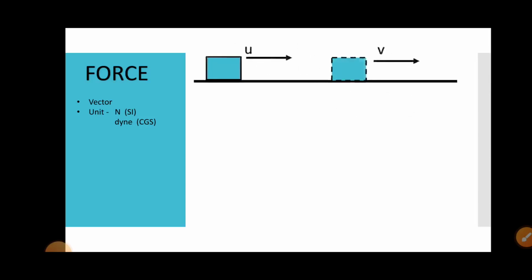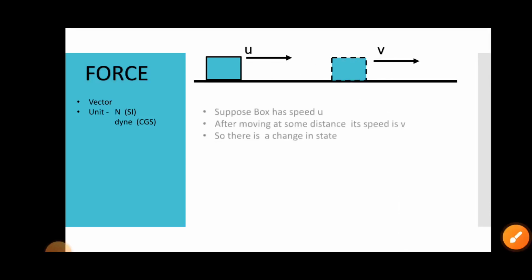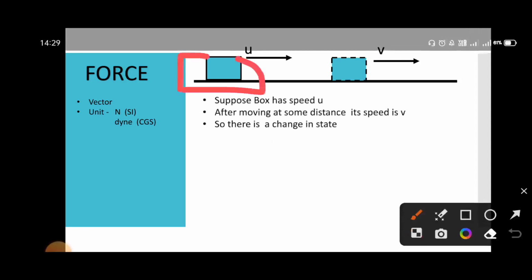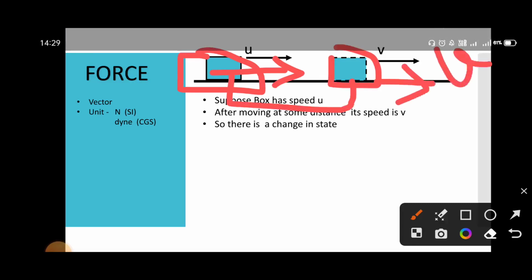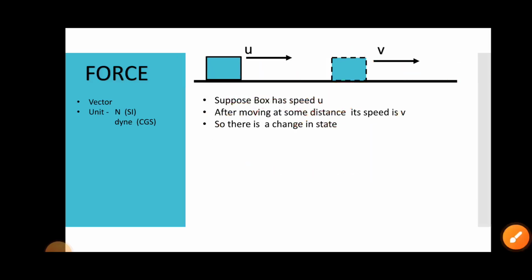Now let's take an example of a box. A box has a speed u. If we apply some force, then after moving some distance, its speed is say v. So there is a change in state. First of all, the box is here. After we apply the force, the box is at this distance. So there is some change in the state.